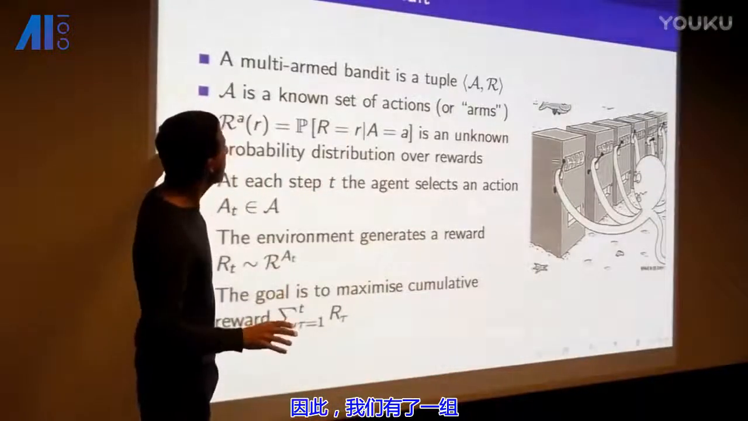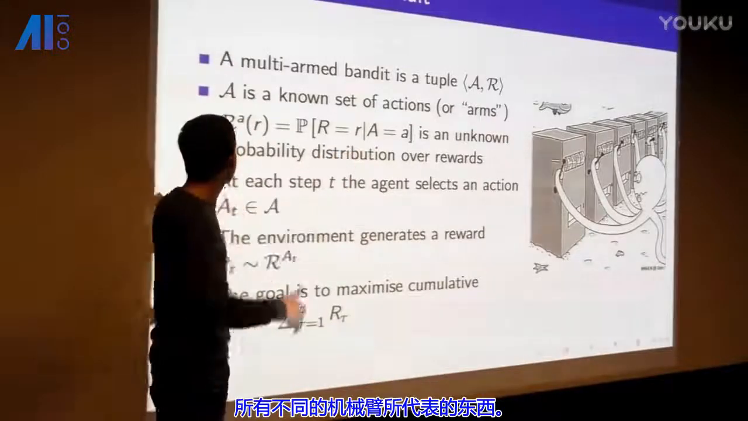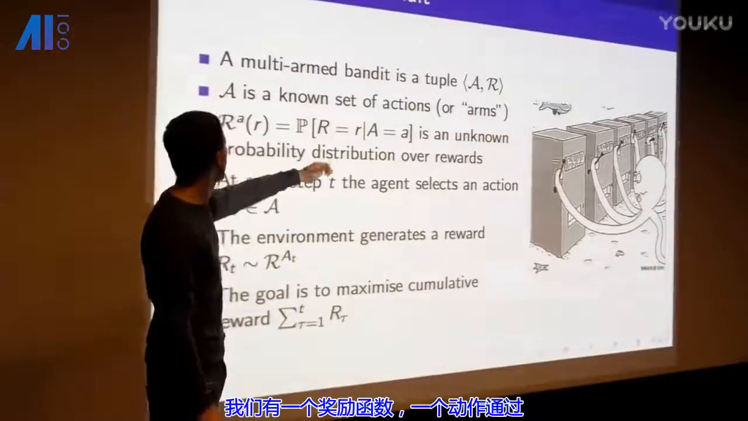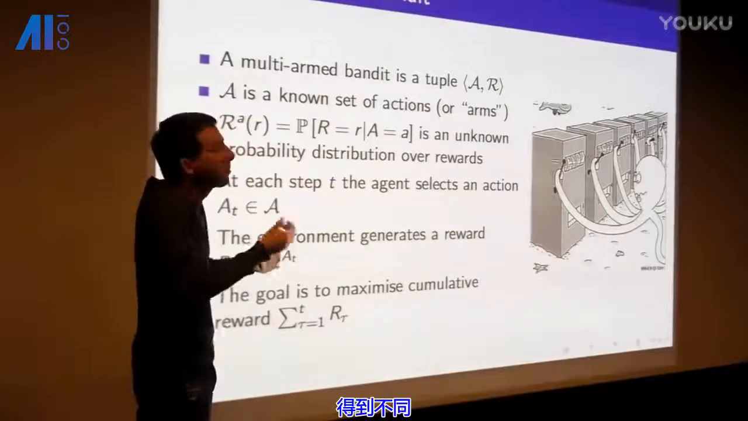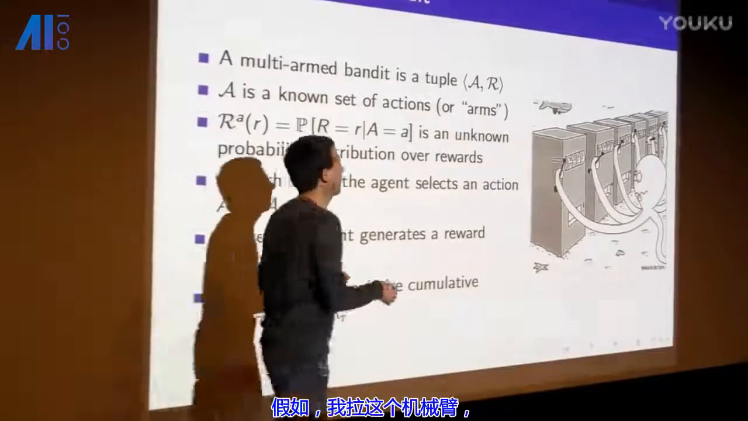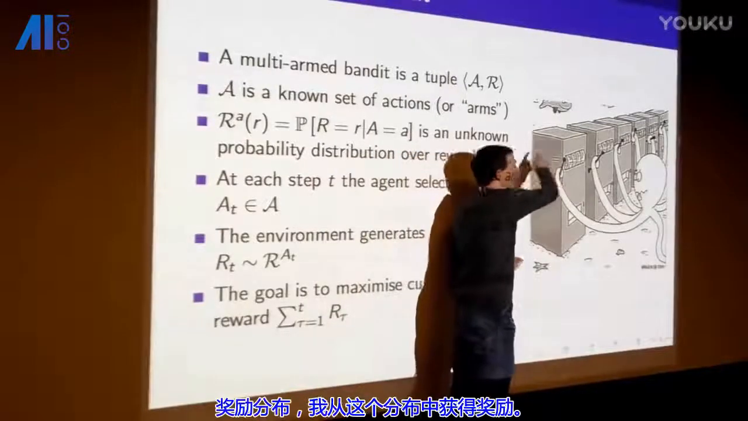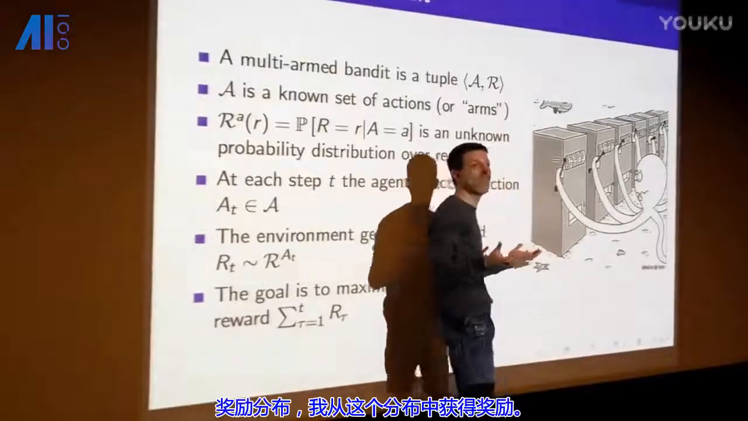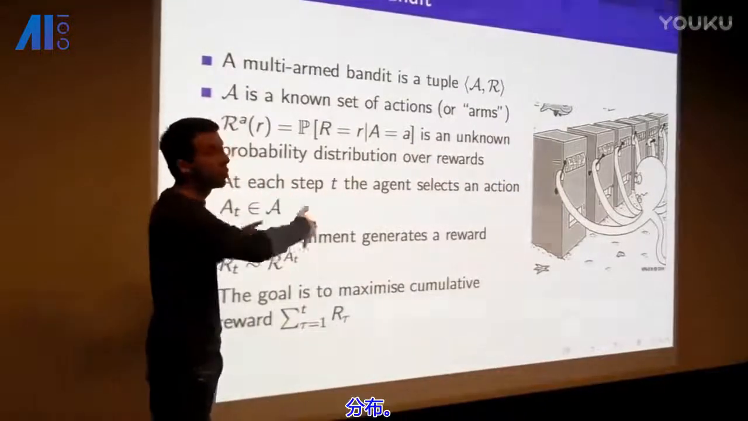Formally, we've got an action set, which tells us all the different arms. We've got a reward function, which is just the reward for some given action A. It tells us the probability of getting any different reward, so it's the distribution over rewards. If I pull this arm, what's the distribution over the reward that I'll get from this machine? What's the payout I'll get from it? And there's a different distribution for each machine.